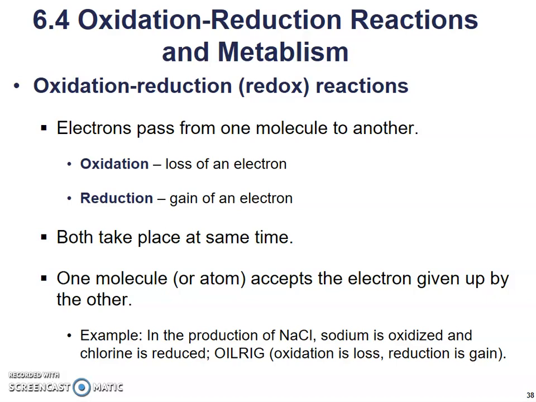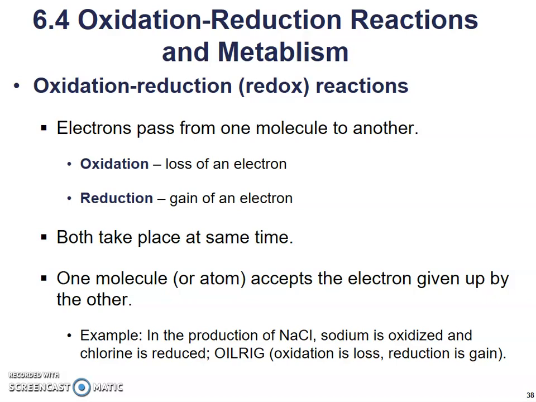The base of redox reactions is that one substance is losing an electron and another one is gaining an electron. So electrons pass from one molecule to another. Oxidation is the loss of an electron and reduction is the gaining of an electron. And they both take place at the same time. Okay, one loses one, immediately another one gains one. One molecule or atom accepts the electron given up by the other. So in the production of sodium chloride or table salt, the sodium is oxidized and the chlorine is reduced.